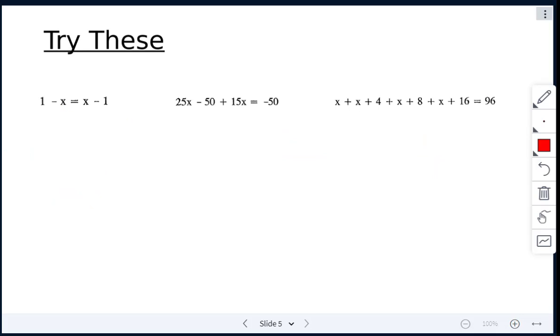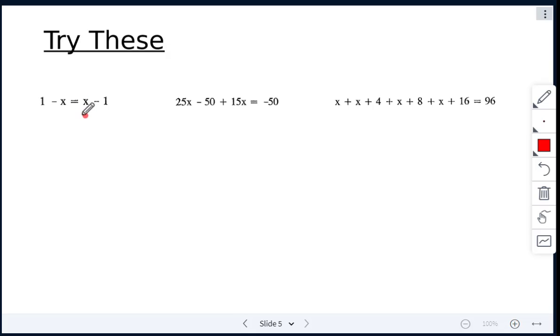Okay, so we have 1 minus x is equal to x minus 1. All right, so when you look at the left side, you have 1 minus x. We can't collect anything there. We look on our right side, it is x minus 1, so we can't collect anything there. So now let's go ahead and start moving our x's over to the left side and our numbers to the right side.